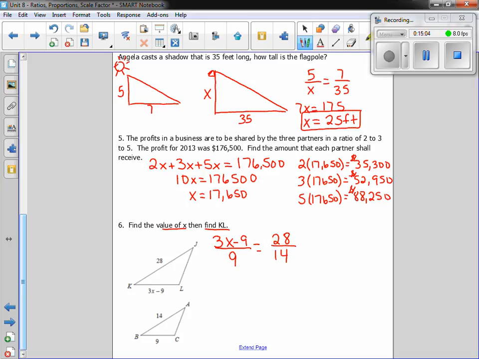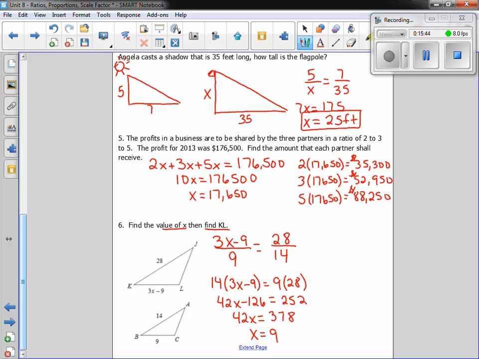When we multiply these, it is very important that you multiply the 14 times the entire expression 3x minus 9. 9 times 28. 14 times 3 is 42x. 14 times 9 is 126. And 9 times 28 is 252. We are going to add 126 to both sides to begin to isolate x. That is going to give us 378. We are going to divide by 42, which is going to give us an x value of 9.